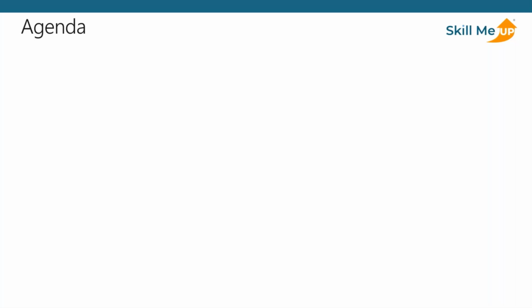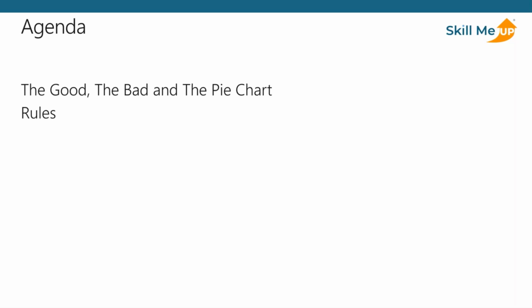So the agenda for this 60 minutes is rather short, rather clear. The first thing I will show you is the good, the bad, and not the ugly, but the pie chart. And then I will show you 5 rules, a handful of rules, which you can use to improve your data visualization. So check them out.